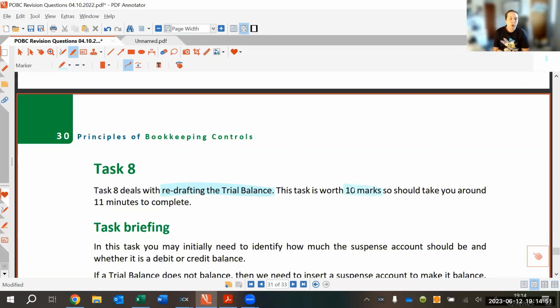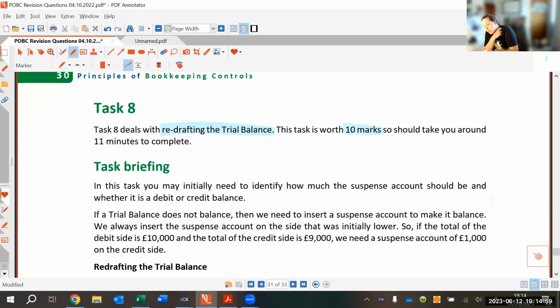I think that would be more than plenty, and hopefully you'll agree with me when you see what is required for this one. The first thing they often get you to do in a task like this is they'll say, here's a trial balance that doesn't balance. So a suspense account is needed, and you will need to identify what the balance on that suspense account needs to be and whether it will be a debit or a credit to plug the gap.